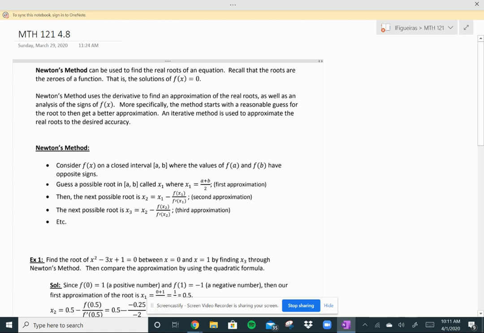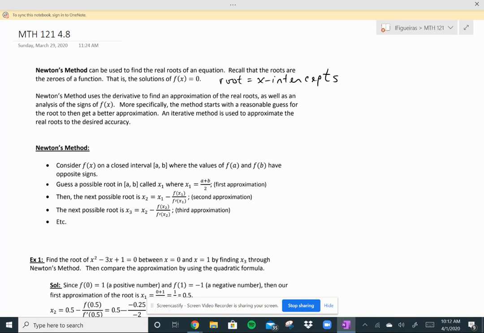Hi, this lesson is about Newton's method. So we use Newton's method to find the real roots, real number roots, of an equation. Remember, roots can also be called zeros, and they can also be called x-intercepts, because it is where the y values are equal to 0. So sometimes roots exist, sometimes they don't, but if they do exist, Newton's method allows you to get a fairly accurate answer with just a few calculations.